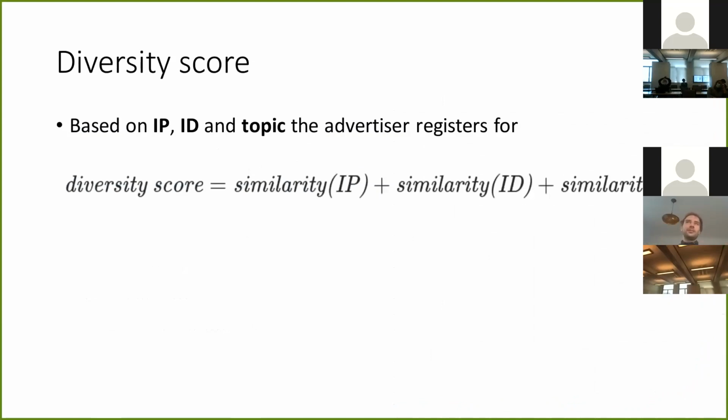For the diversity score, it's based on the IP, ID, and the topic, because that's what we get from the registration. And then the whole diversity score will be just a sum of the similarity score for the IP plus the similarity score for the ID, and then for the topic. So I just summed them up. All of them will be from 0 to 1, 1 meaning very similar, 0 being not very similar. So the whole diversity score can go from 0 to 3.